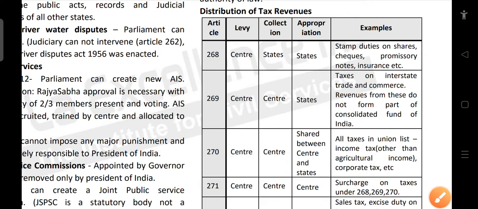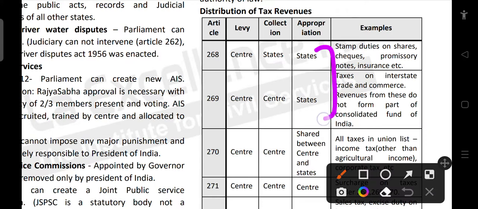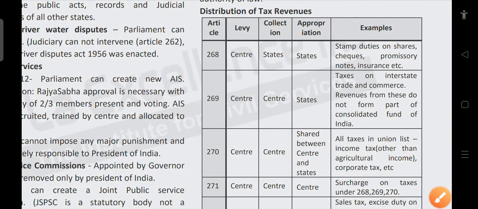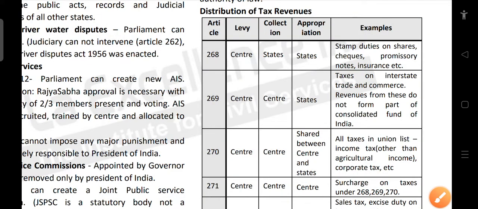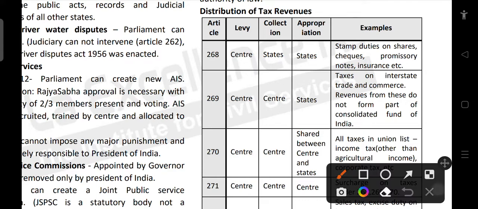Now the first two taxes, 268 and 269, they are appropriated to states. In case of 270, it is shared between center and state. 271 is the only tax which center appropriates. Now we will look at the example of these taxes. 268, where center levies it but collected and appropriated by state. What are they? Stamp duty, cheque, promissory note, insurance, all these things.